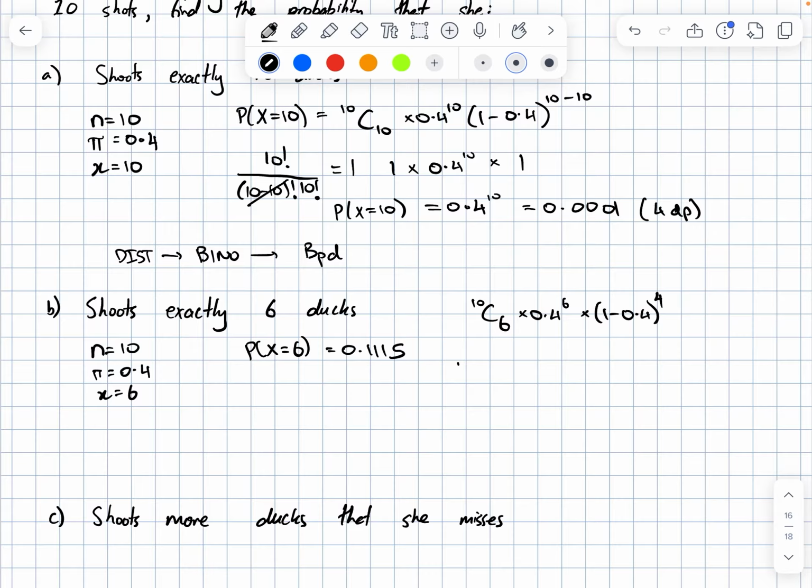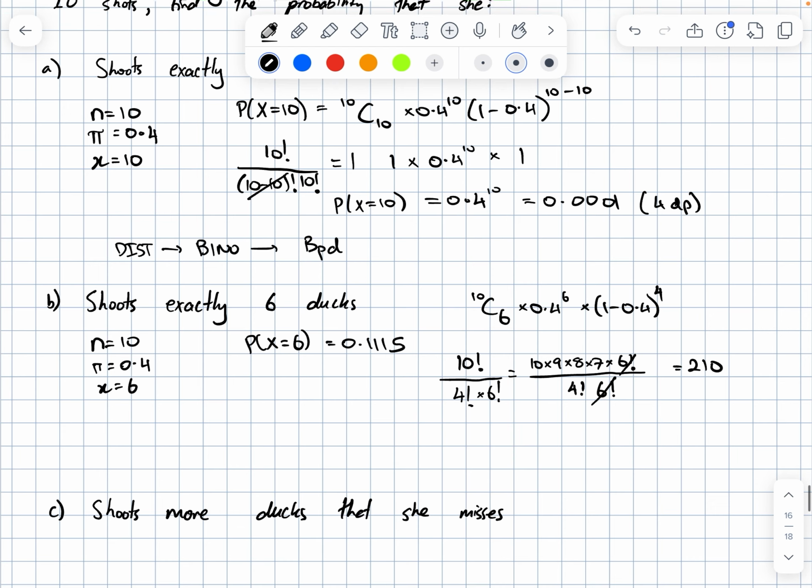10C6 is just going to be 10 factorial over (n minus x) factorial times x factorial, which would be 4 factorial times 6 factorial. Well, 10 factorial is just 10 times 9 times 8, etc. That means that we could rewrite this as 10 times 9 times 8 times 7 times 6 factorial. The reason I'm stopping at 6 factorial is that 6 factorial is on the bottom, which means that they will cancel. So we get 10 times 9 times 8 times 7 all over 4 times 3 times 2, which gives us 210.